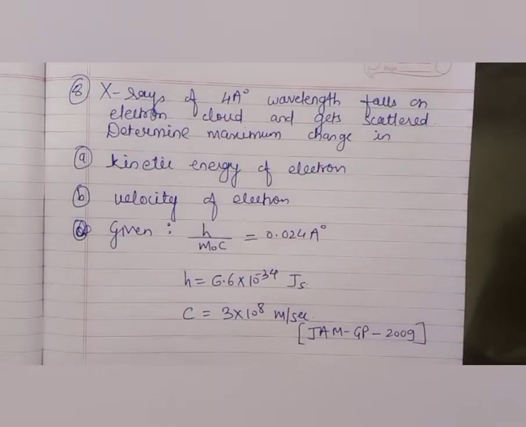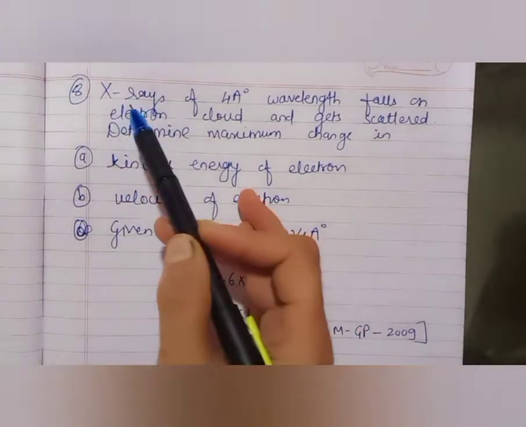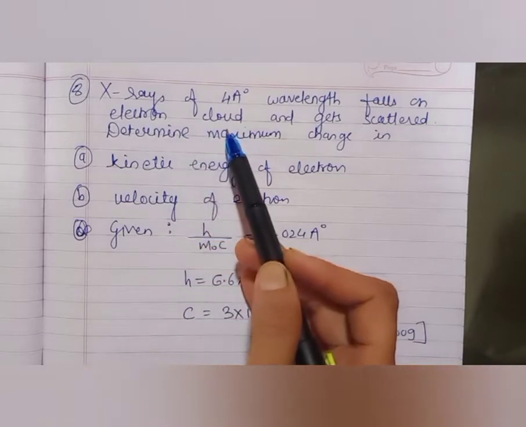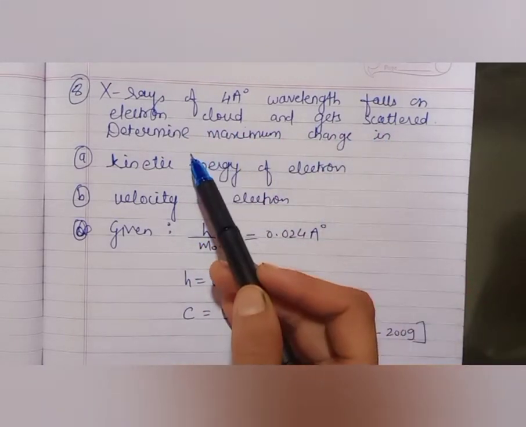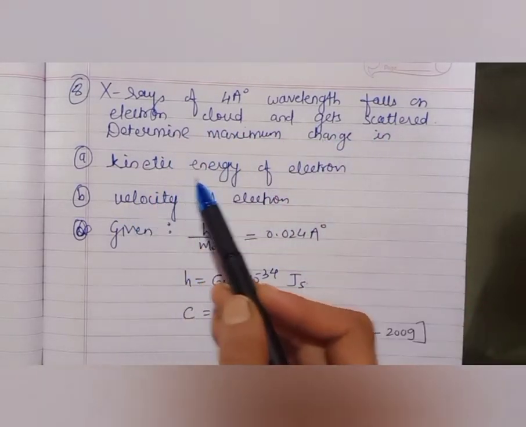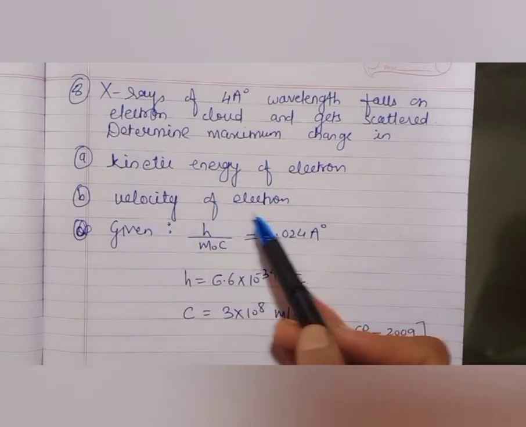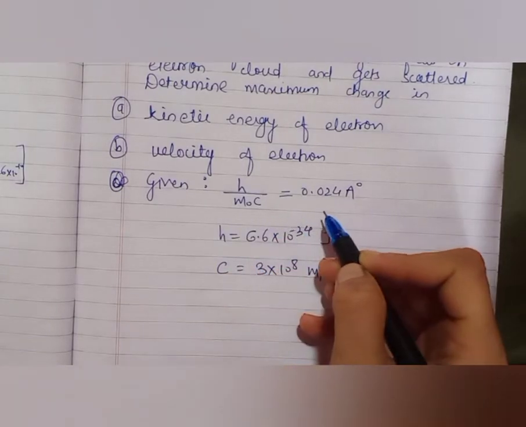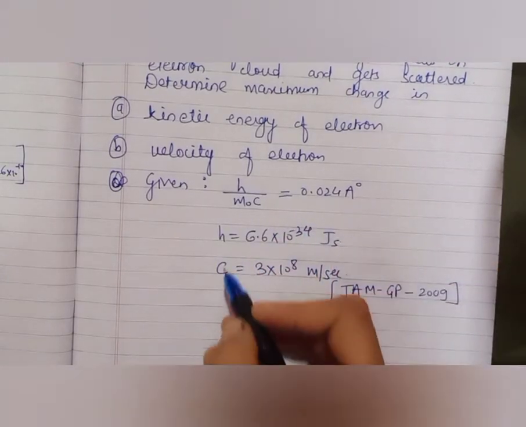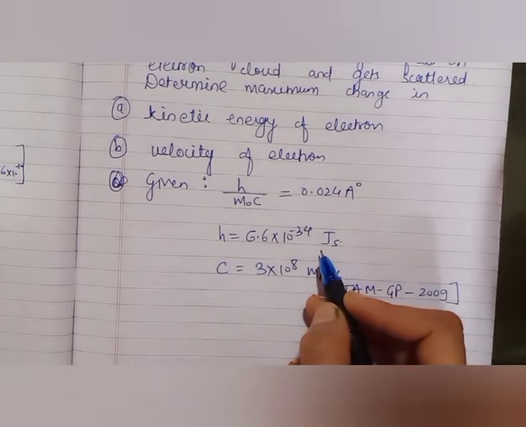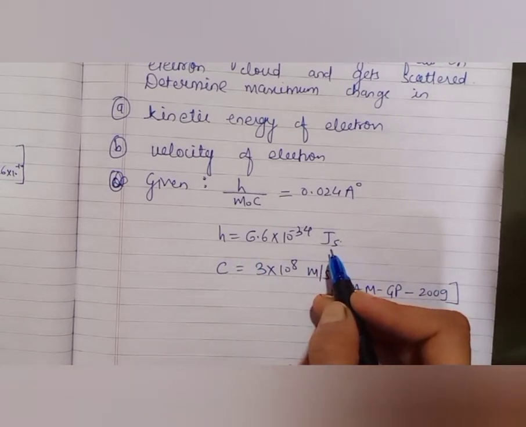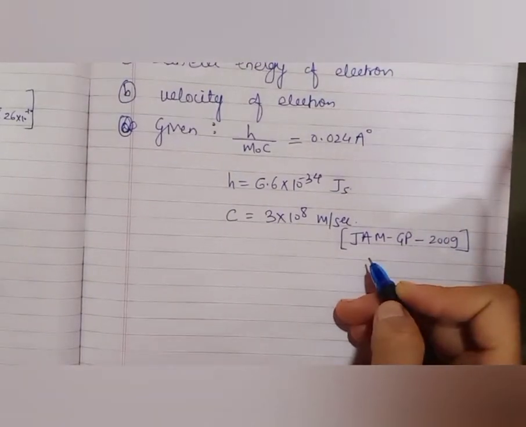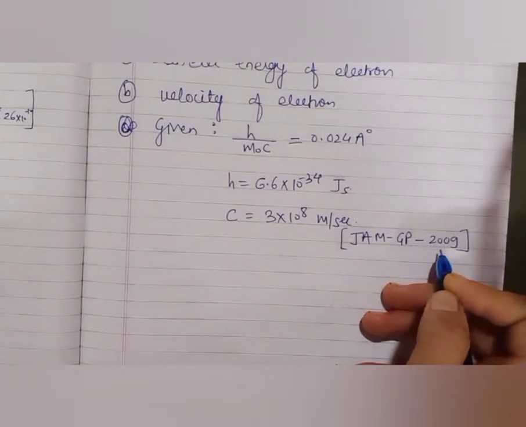Hello, so let's start with today's problem. X-rays of 4 angstrom wavelength fall on an electron cloud and get scattered. Determine the maximum change in kinetic energy of the electron and the velocity of the electron. What is given is h upon m0c, which is 0.024 angstrom. Planck's constant h is given as 6.6 into 10 raised to minus 34 joule second, and the velocity of light is given. This question was asked in JAM GP 2009.